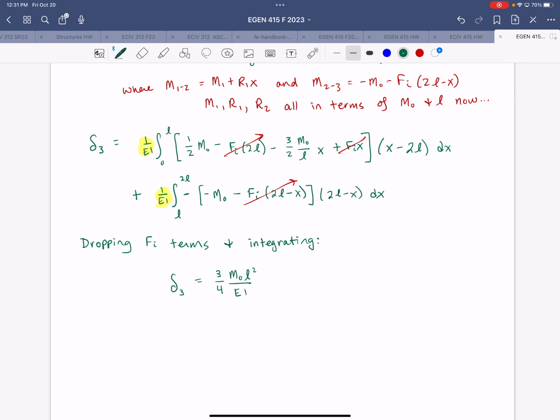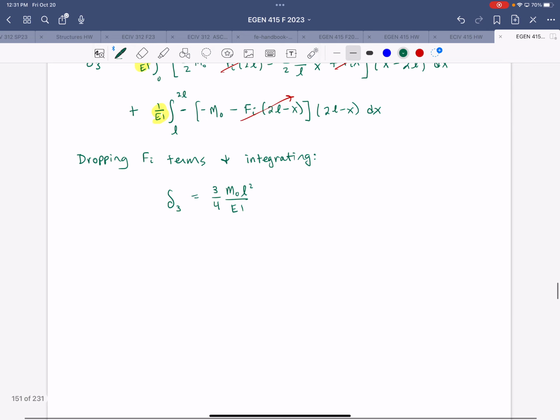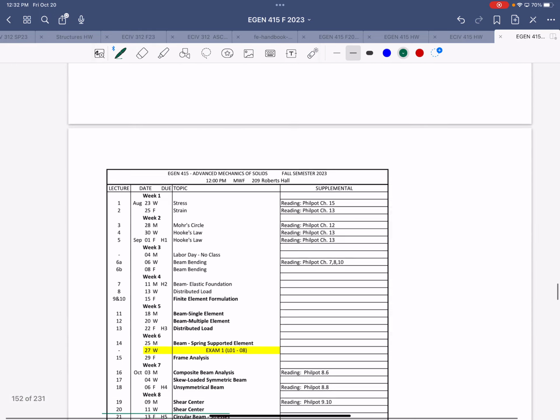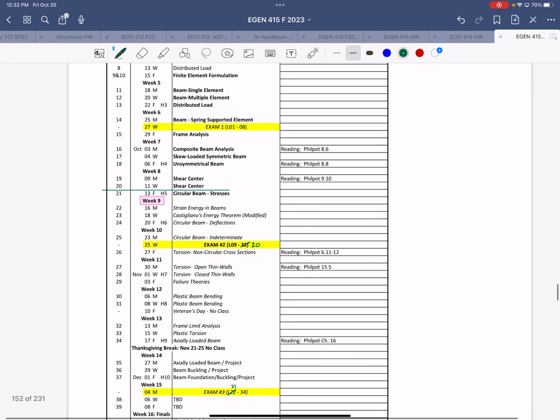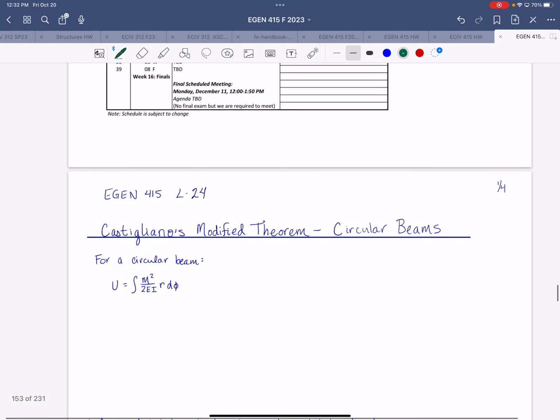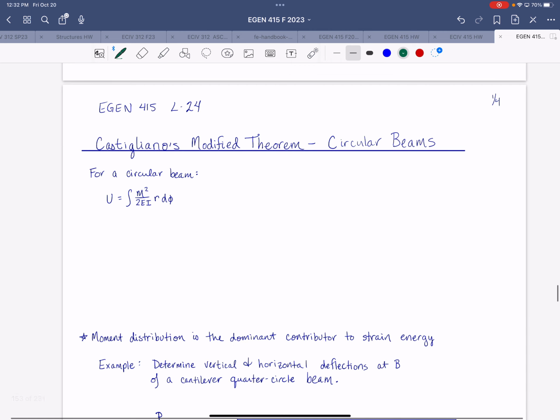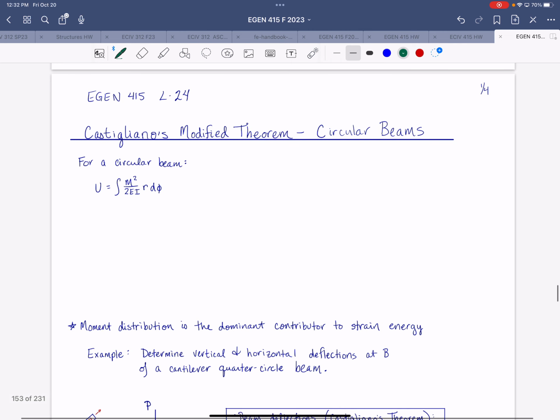So I'm kind of straddling lectures now in the schedule, but next up is applying this to circular beams. So lecture 24. Definitely not going to get through this whole lecture today because it's another long one, as all the circular beam ones are. But we'll get started.